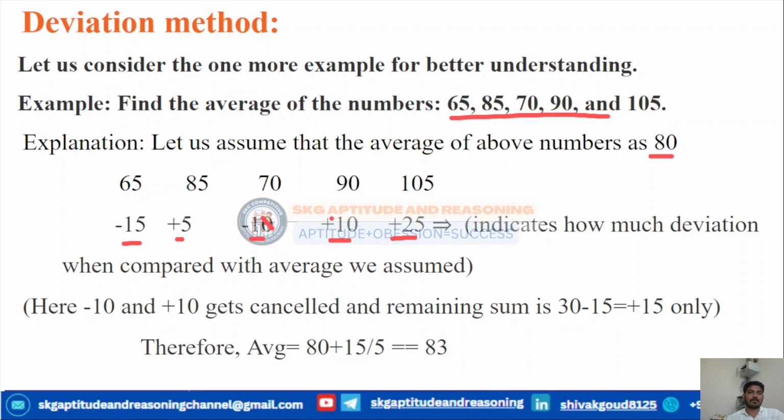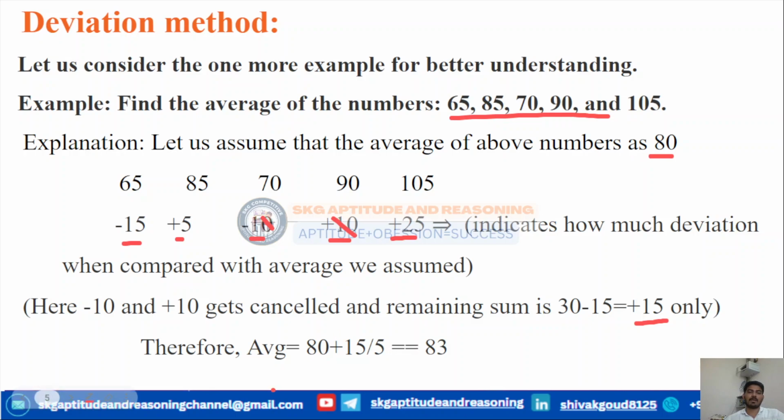Here plus 10 and minus 10 get cancelled. So plus 5 and plus 25 will be plus 30, and plus 30 minus 15 will be equal to plus 15. So we are getting plus 15 as extra, for how many observations? For 5 observations.